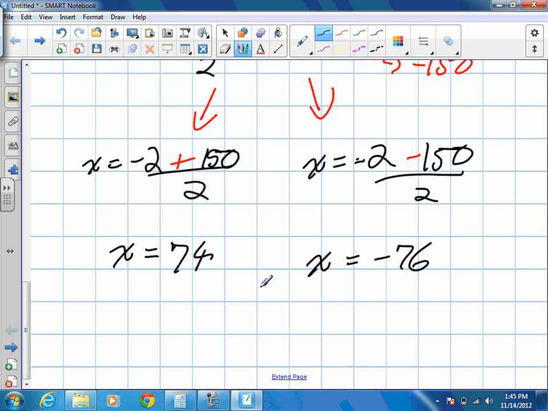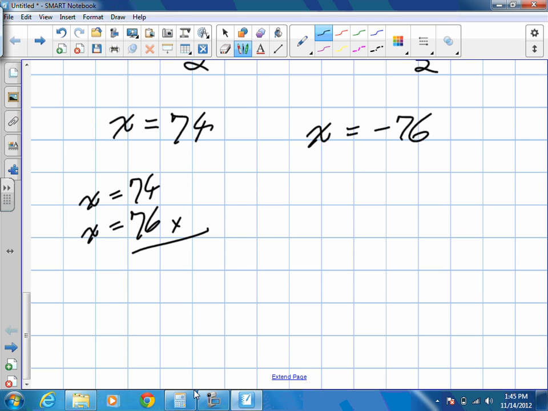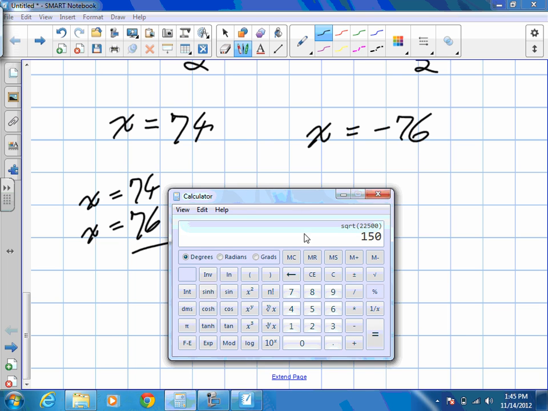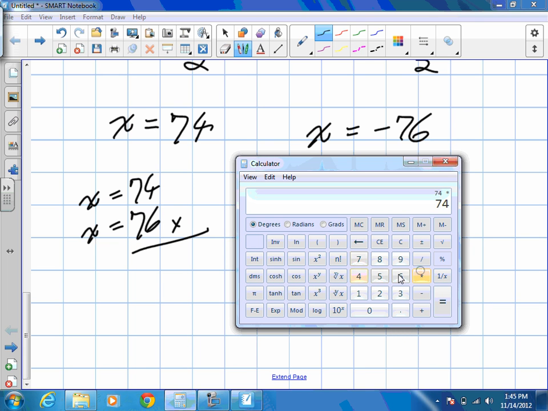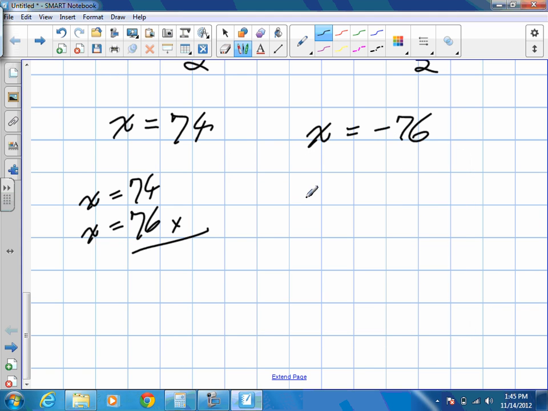Let's check to make sure that makes sense. They said there had to be 2 consecutive even numbers, right? So if x is 74, what is our next consecutive even number? 76. So let's multiply these 2 and see what we get. We just go up 2 to be the next even number. 74 times 76 is 5,624, that's right. And if x is negative 76, what's the next consecutive even number? Negative 74. That's right. From negative 76 we go up 2.